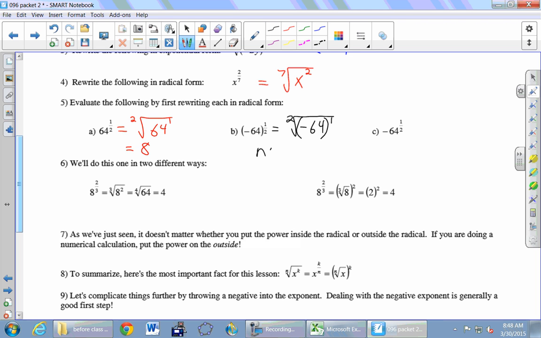Yeah, so I'm going to write this. I'm not going to write can't be simplified. I'm going to write not a real number. We can't take the square root of a negative number. But later on this semester, we will learn how to take the square root of a negative number. So this is like a temporary answer at the moment.